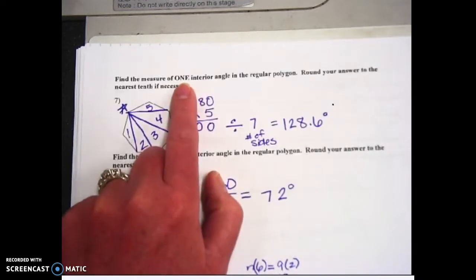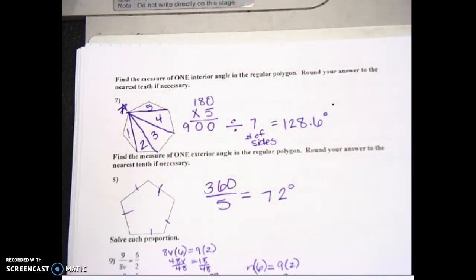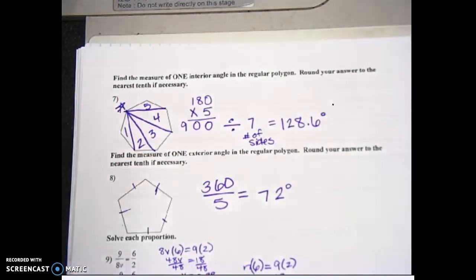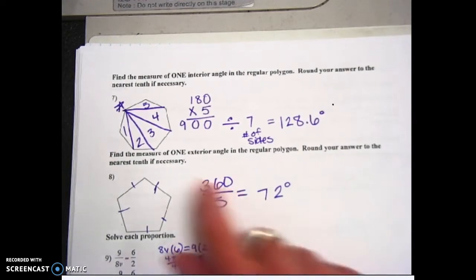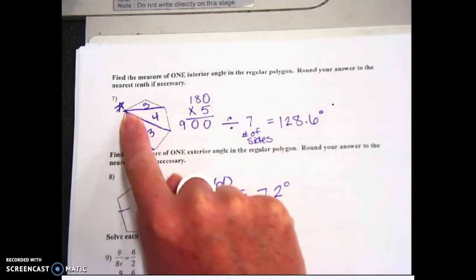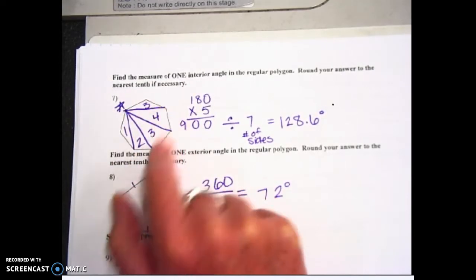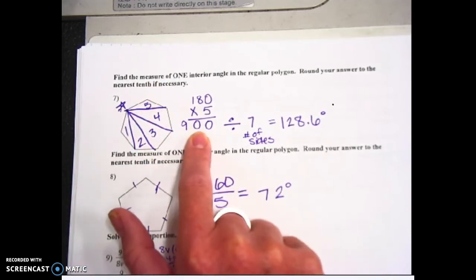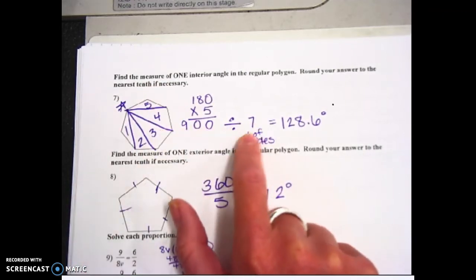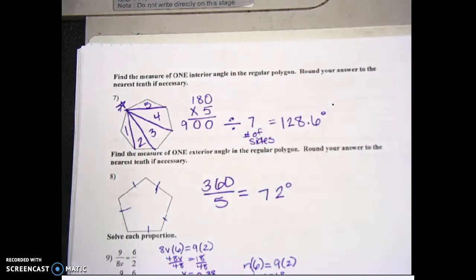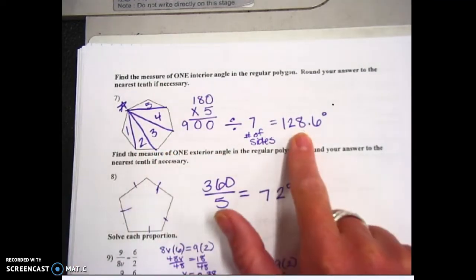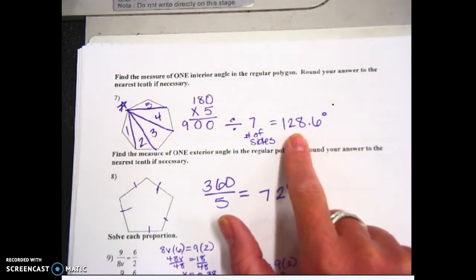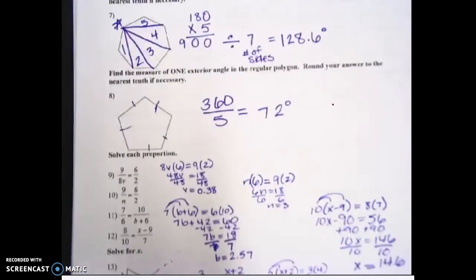Top of page 2. Find the measure of one interior angle. So I did the same thing I did for numbers 5 and 6, but I took it one step further. So I selected a vertex. I found 5 triangles, multiplied by 180, which means it has a total of 900. But then I needed to divide by the number of sides. There were 7 sides on this polygon, which gets me 128.6 degrees.